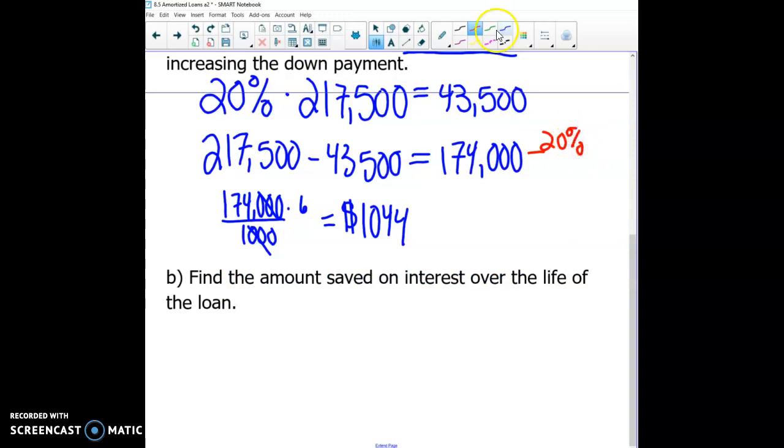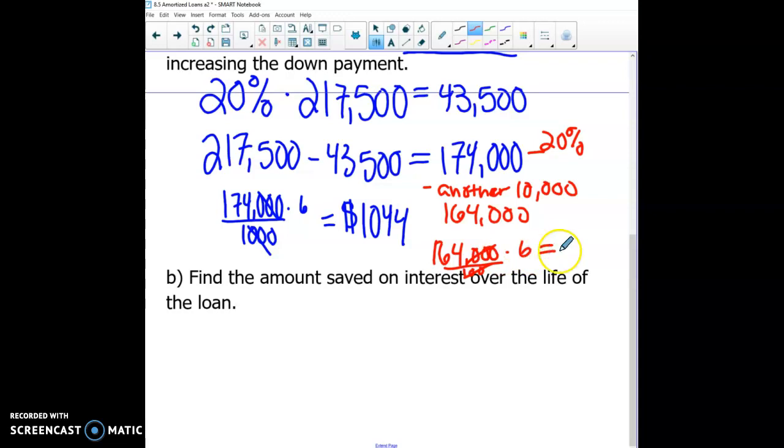So I want to increase this by another, I want to put another 10,000 down. So then how much am I going to be borrowing from the bank? 164,000 because I'm taking that away. So then to get that monthly payment, 164,000 times 6, but I need to divide that by 1,000. So 164 times 6 is going to be less than 1,044, and what do we get? 984.